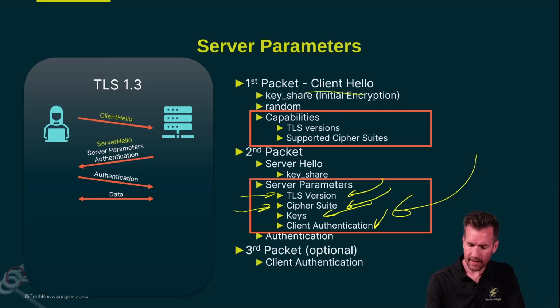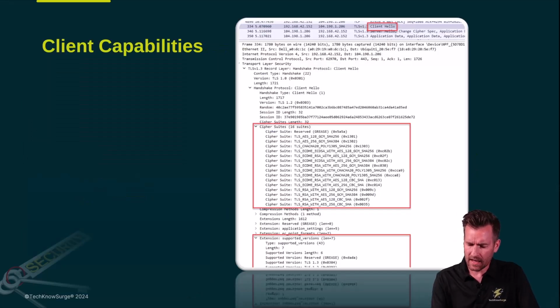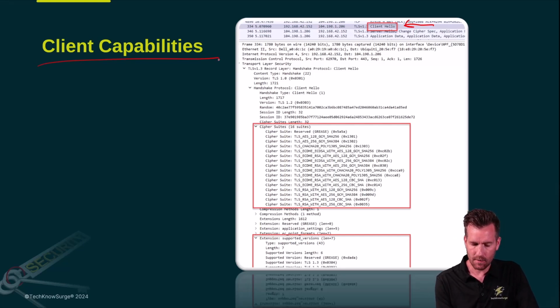So within this client hello packet, we also see some information about the client's capabilities, the TLS versions it can use, and the supported cipher suites. So if we take a look at the client hello packet again, we can see what the client capabilities are.